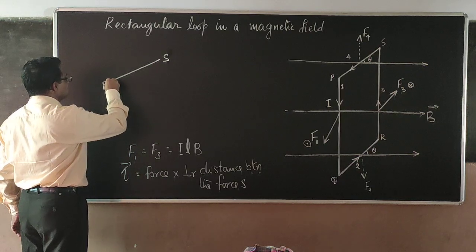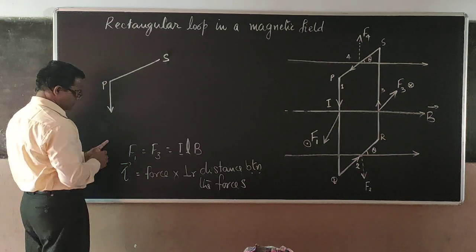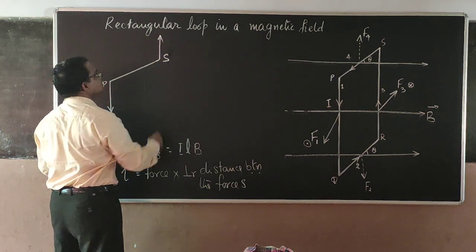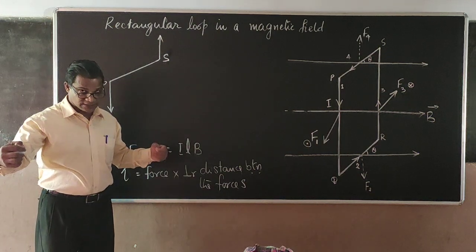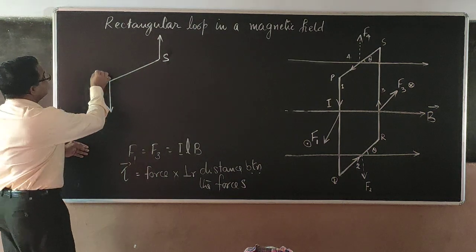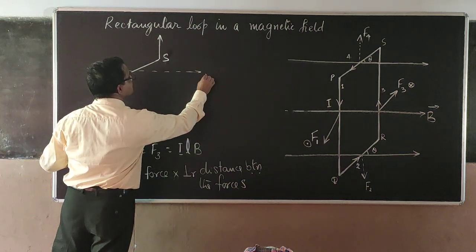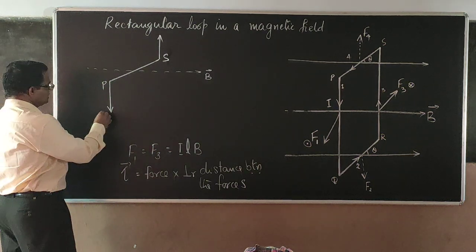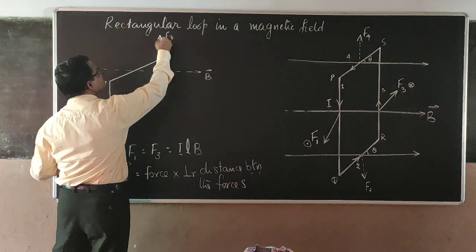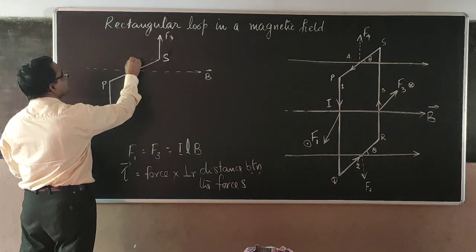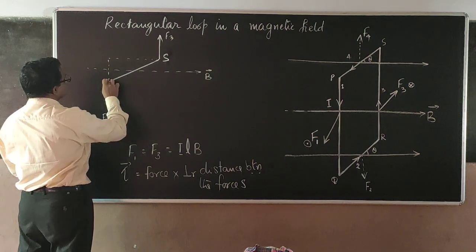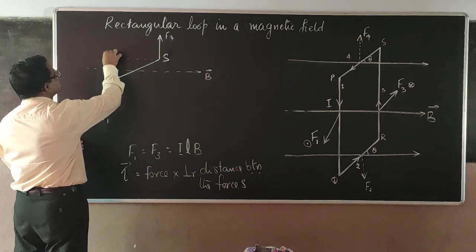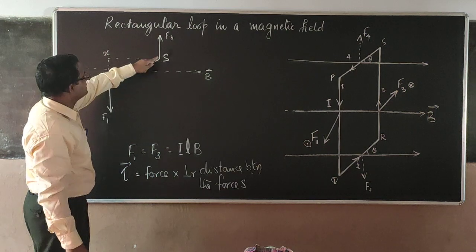Then there will be a force that is towards you. This is F1, and this is the force acting into the plane. As I look, it looks like this. Okay? And this will be the direction of the magnetic field. So this is F1, this is F3. So between F1 and F3, if I consider P, S and X, let us say, there will be a right angle triangle coming.